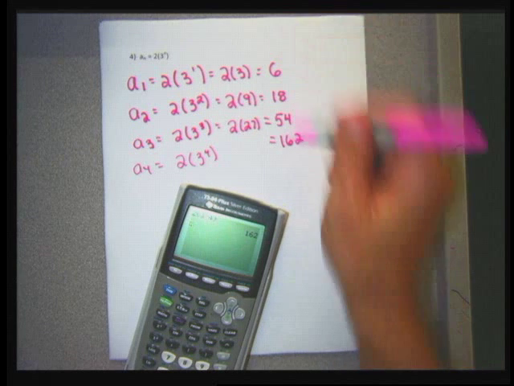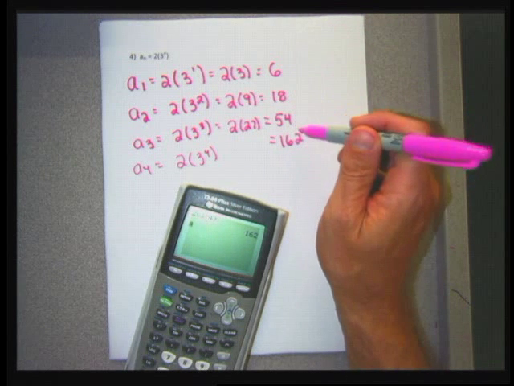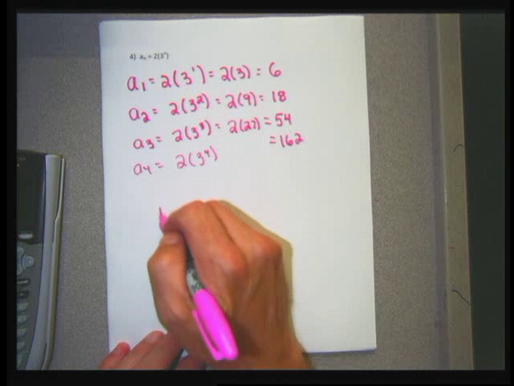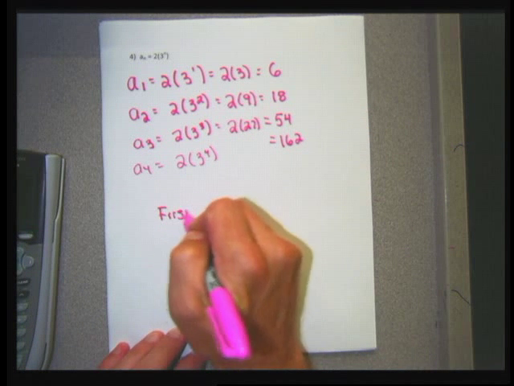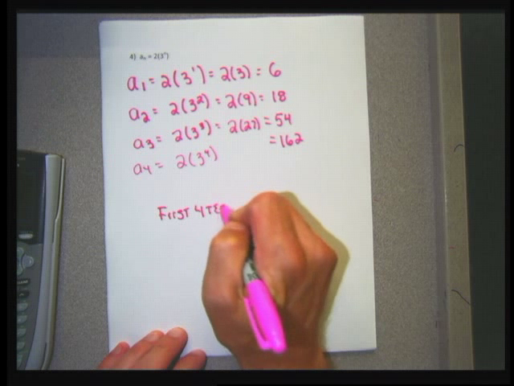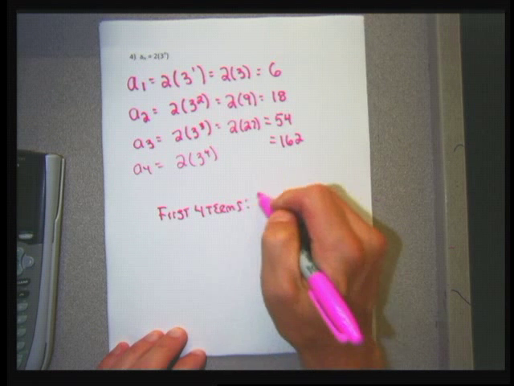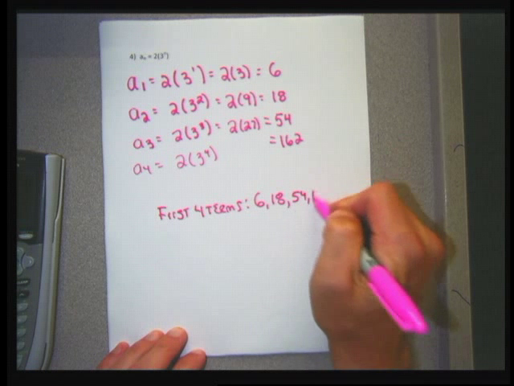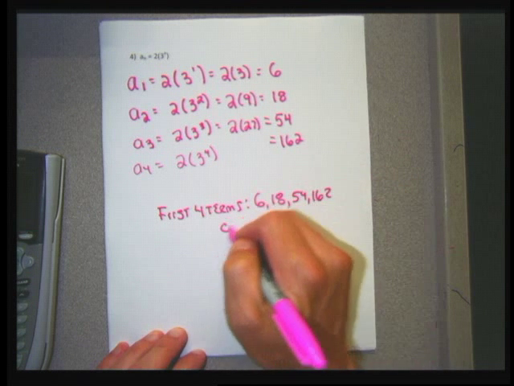So because to get from one term to the next, you multiply by 3, we say the common ratio is 3. So the answer to problem 4: the first four terms of this geometric sequence are 6, 18, 54, and 162.